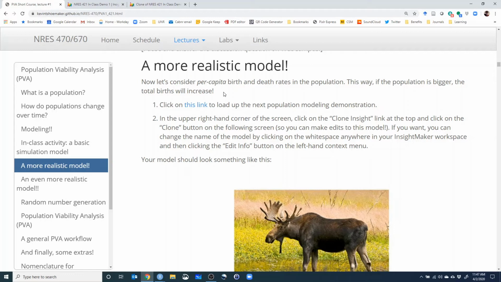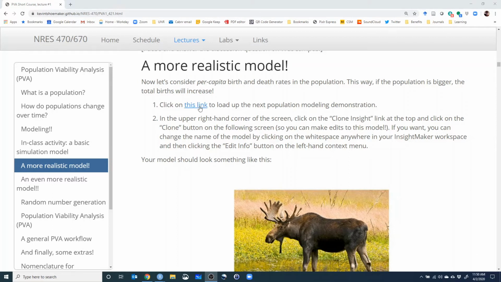If every individual in the population gives birth to 2 offspring, we can multiply the total population by the per capita birth rate. Per capita means in Latin per head, but basically it just means per individual in the population. Just the same way, we'll model the total deaths by multiplying the total population by the percent death rate each year. All right.